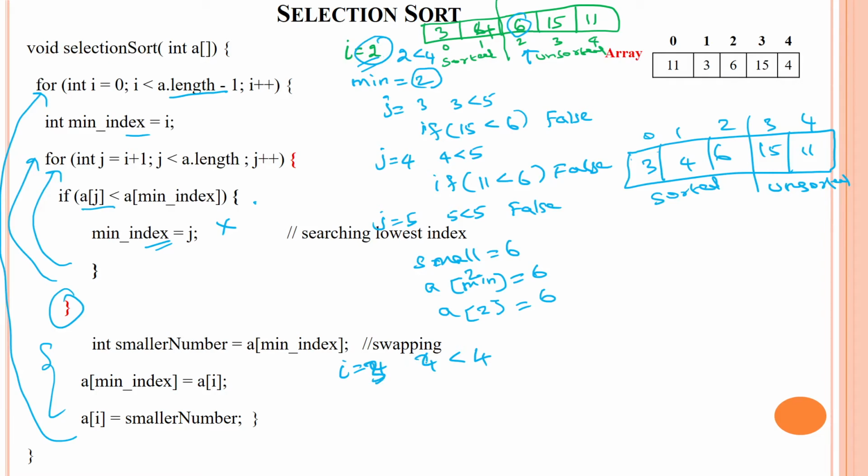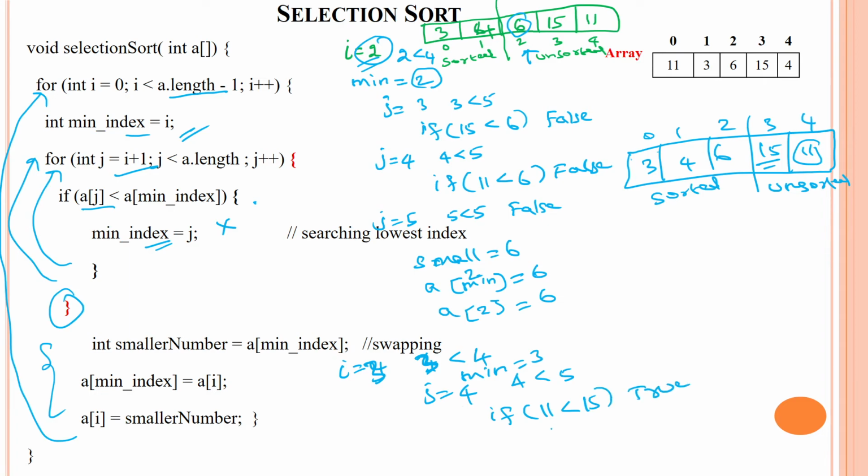I equal to 3, 3 less than 4, the condition is true. Then j equal to 3 plus 1, so j equal to 4. Then 4 less than 5, the condition is true. Then we are checking if a of 4, what is a of 4 here? A of 4 is 11, so 11 less than a of minimum index. What is the minimum index? Minimum index is here 3, so a of 3 is 15, so 11 less than 15, yes, it is true.